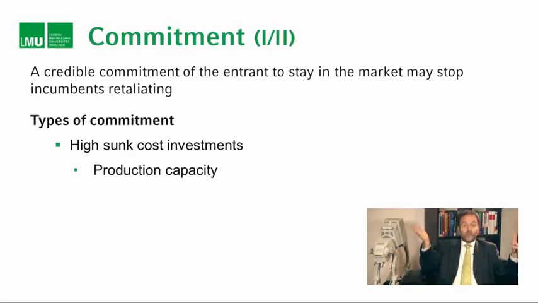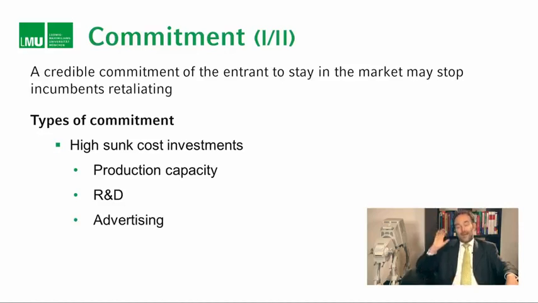What are these? Production capacity. If you build a plant specifically for one product, that's going to mean it's sunk because you can't use it for anything else. If you do R&D for one particular market segment, that's again going to be sunk because you can't use the knowledge that you gain for anything else. Advertising into one brand that cannot be redirected, if you wish, for another market is again a high sunk cost investment. And that can serve as a commitment by an entrant that he's in the market to stay.